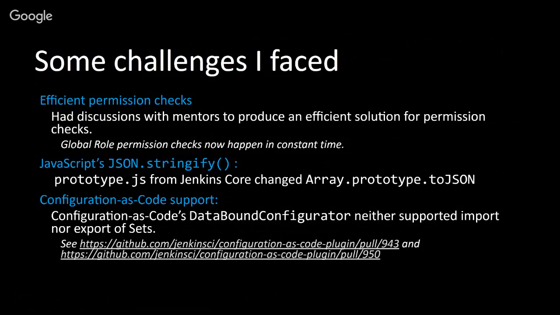Next thing was configuration as code. Configuration as code uses the data-bound configurator for data-bound constructors, which neither supported import nor export of sets. So I created two pull requests to the configuration-as-code plugin, and they both have been released in configuration-as-code 1.24.